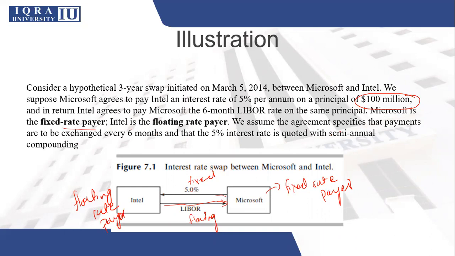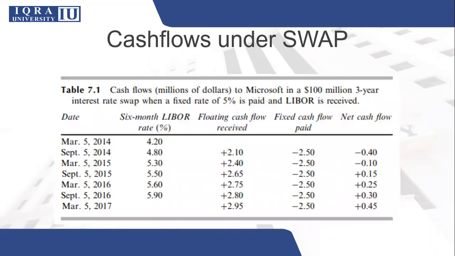We assume this agreement specifies that payments are to be exchanged every 6 months and that the 5% interest is quoted with semi-annual compounding. So it's the 6-monthly rate, and the exchange is going to happen after every 6 months. So how is the exchange going to happen? This is the structure for it.